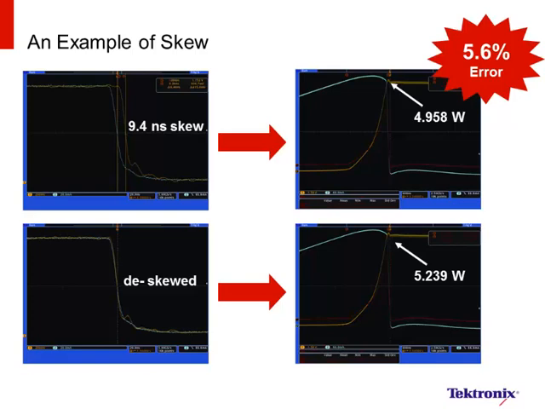The example below shows a power measurement where the voltage and current waveforms are time aligned prior to making the measurement. The two waveforms are overlapping, indicating that the time difference has been accounted for. The measurement result illustrates the importance of de-skew.